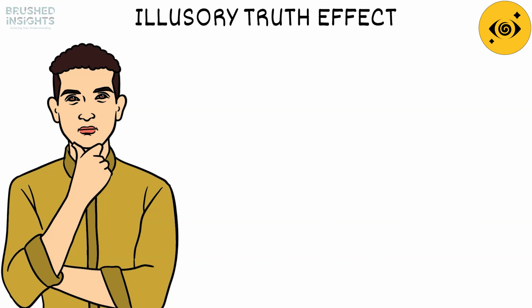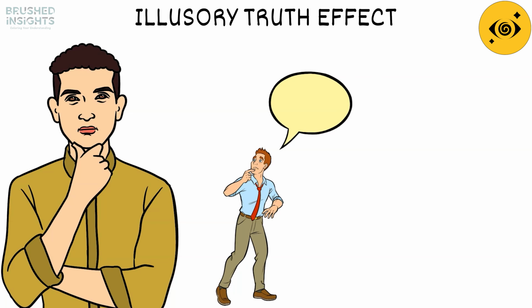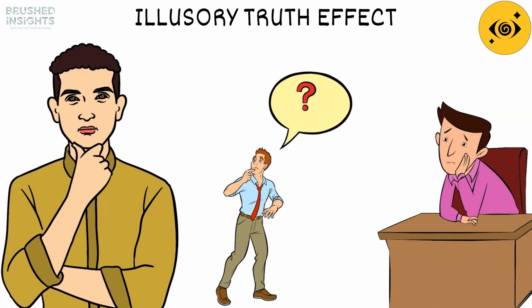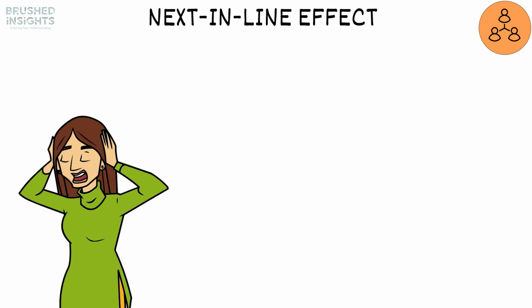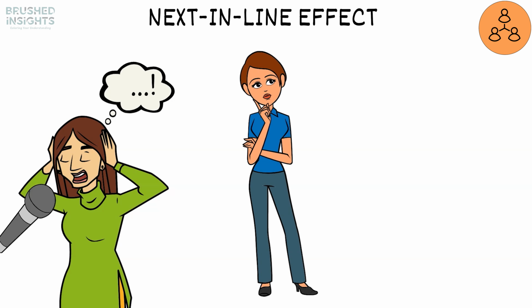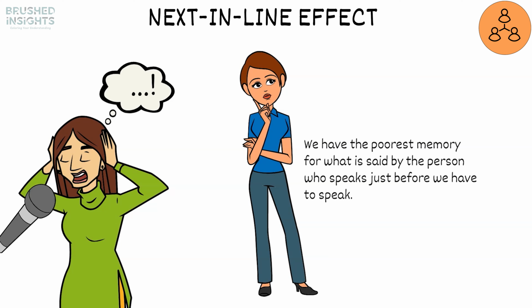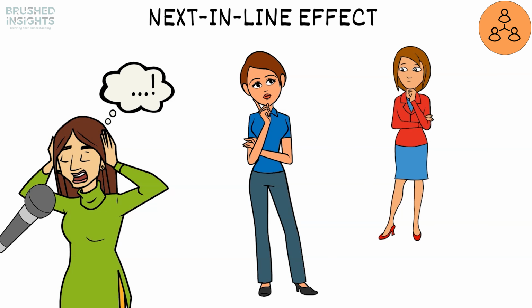Illusory truth effect. Individuals tend to perceive statements as true if they have heard them before, even if they cannot consciously recall hearing them. Next in line effect. When individuals take turns speaking in a group, following a predetermined order such as going clockwise around a room, they often experience reduced recall for the words spoken by the person immediately preceding them.